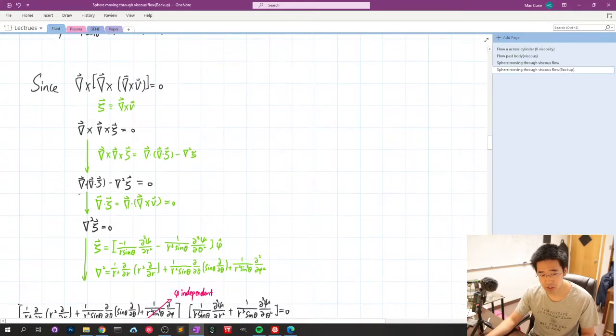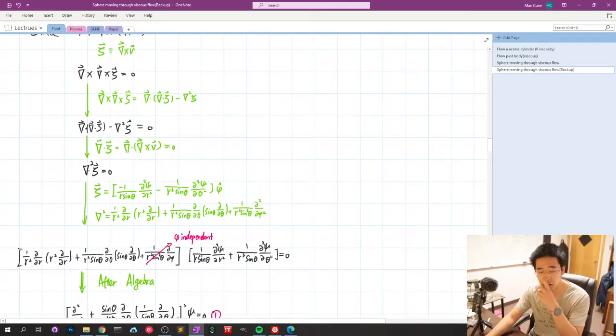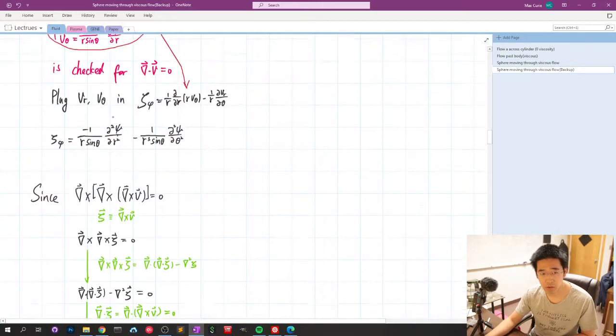So we know that this is 0 because vorticity is defined as a curl of velocity. Then divergence of a curl is 0. Then we're left with pretty much negative Laplacian c equal to 0. Then the Laplacian of c is equal to 0, and we know that we only have phi component.